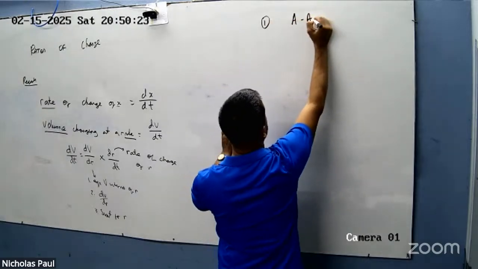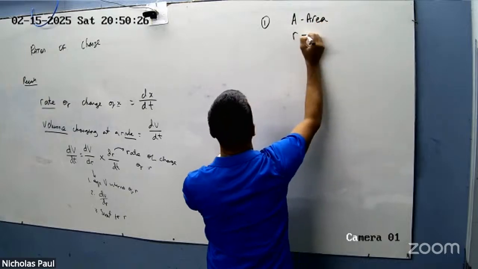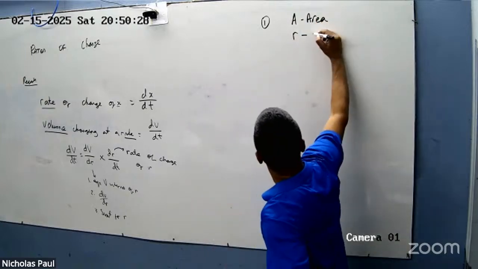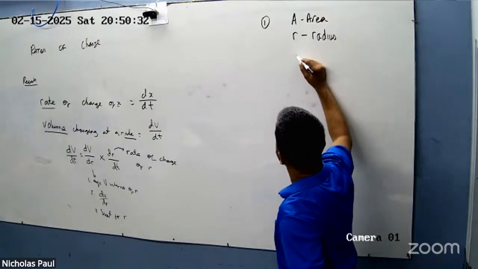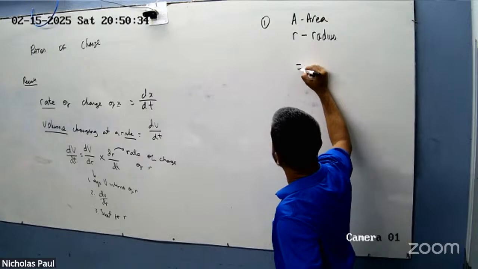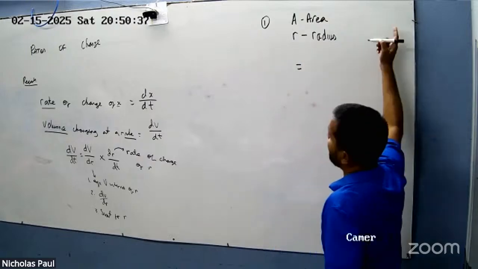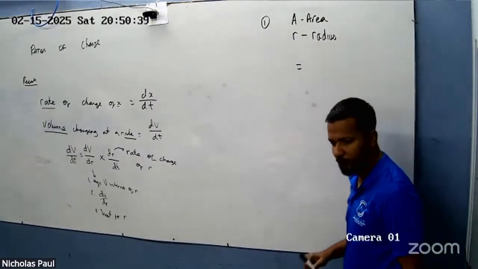Right, so we know A is area and R is radius, right? Write down what I want you to find. Of course, write down what they give you.